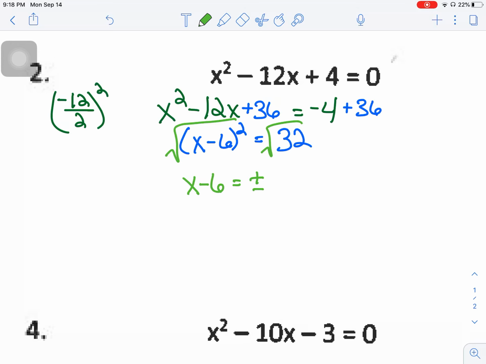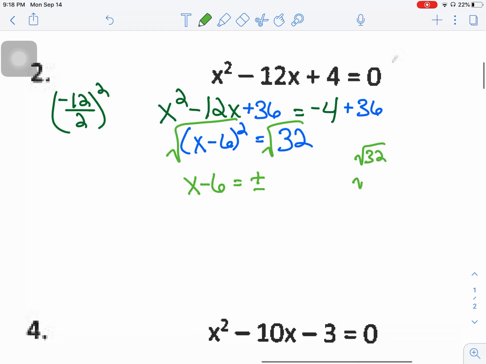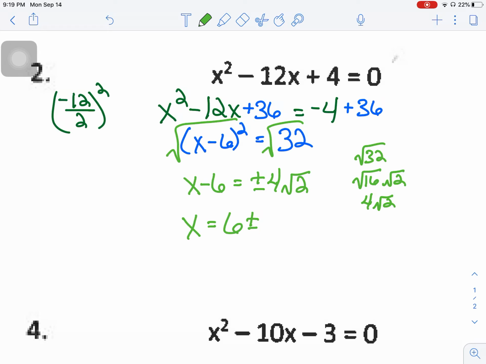32 is not a perfect square, but living inside of 32 is a perfect square. And that perfect square, the largest perfect square, is the square root of 16. And 16 is in there 2 times. So root 32 is really 4 root 2. So if you can reduce your roots, you should. Okay, so it's going to be 4 root 2. And then to completely isolate x, I'm going to go ahead and add 6 to both sides. So 6 plus or minus 4 root 2.